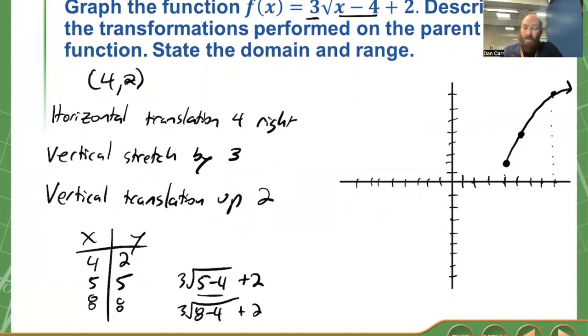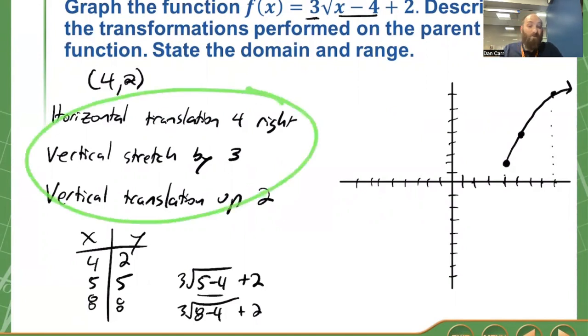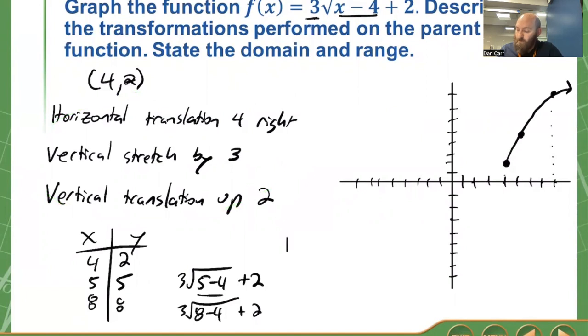So there's my transformations: translation horizontally, vertical stretch, vertical translation. Let's talk about domain and range real quick.